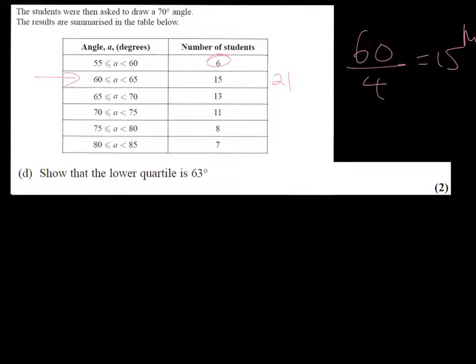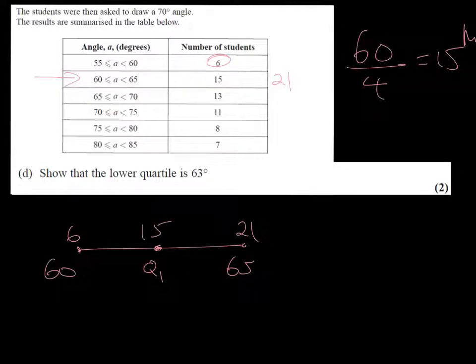So again, we can draw our line here, and this time we know that the lower boundary is 60, the upper boundary is 65. We're going to have the point here, Q1, and we can recognise that the number of students up to this boundary is 6. The total number of students up to this boundary is going to be 21, and we're somewhere broadly in the middle, and we know that that is going to be where 15 is.